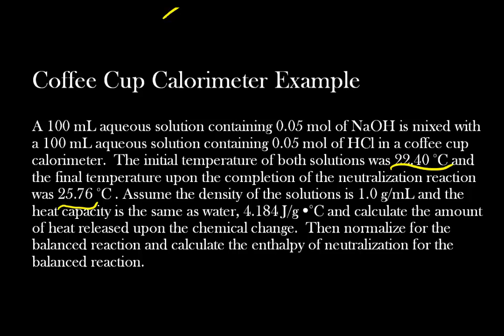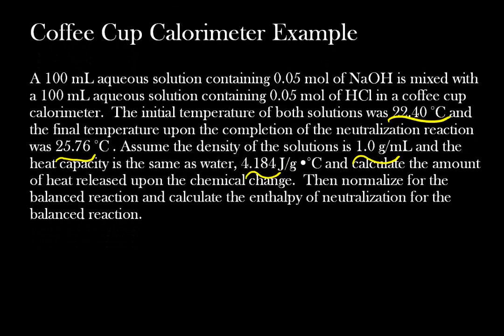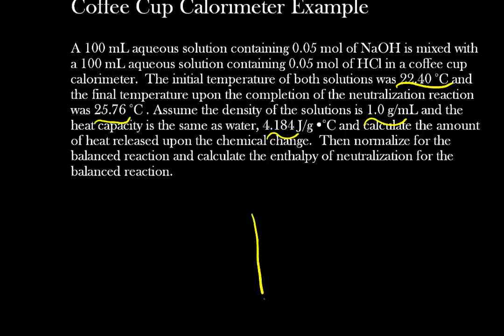Now you can assume the density of the solution is the same as water, which is 1 gram per milliliter, and that the heat capacity is also the same as water, 4.184 joules per gram per degree Celsius. From there, you can calculate the amount of heat released upon the chemical change. After that, we can normalize the data to calculate the change in enthalpy for the reaction. The first thing you want to do is just think about what's going on.